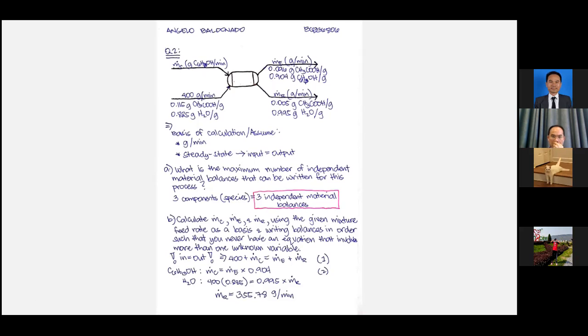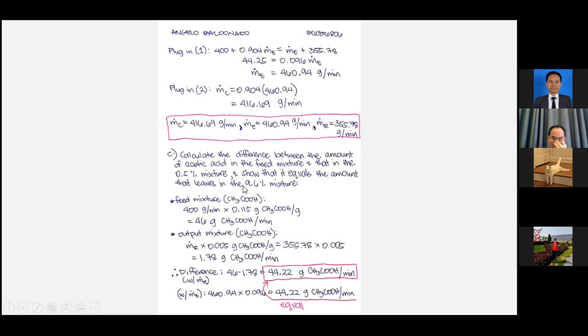So m dot c equals its output, which is m dot e times 0.904. And then for the water, we have for input 400 gram per minute times 0.885 grams of water equals its output, which is m dot r times 0.995, and we get for the m dot r 355.78 gram per minute.